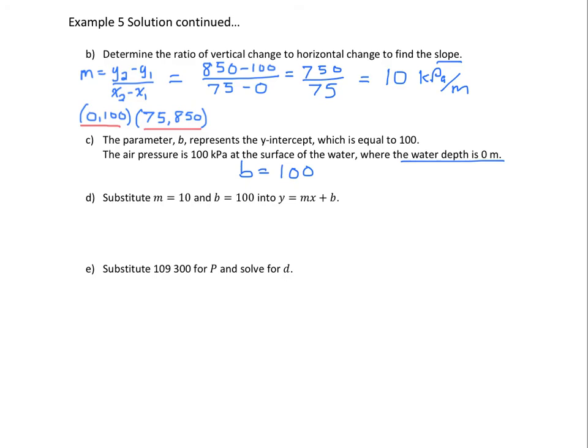For part D, substitute m equals 10 and b equals 100 into the y equals mx plus b form to write the equation in the slope-intercept form. So we will have y is equal to 10 times x plus 100. And if we are using d for depth and p for pressure, that would give us this equation in terms of their variables. So the pressure would be equal to 10 times the depth plus 100.